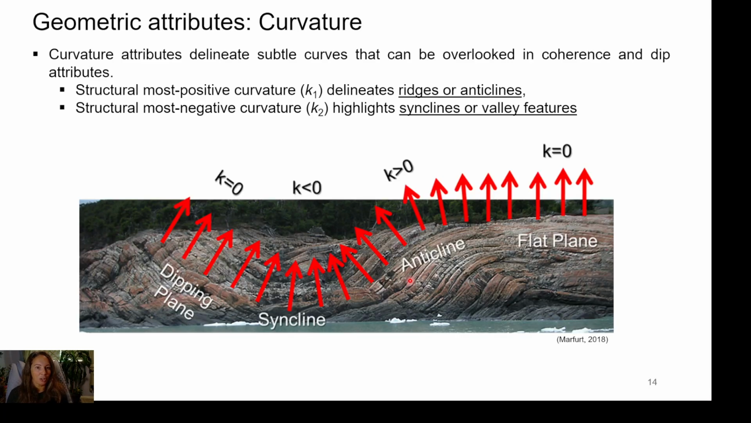So the next attribute I want to talk about is curvature, and curvature just helps delineate some very subtle curves that can often be overlooked by coherence and dip. You can have your structural most positive curvature, which delineates ridges or anticlines, or your structural most negative curvature, which highlights synclines or valley features. So one thing to notice in this amazing picture is that if you have dipping planes or flat planes, they have no curvature. So really we're just getting a sense of the curvedness of that seismic horizon.